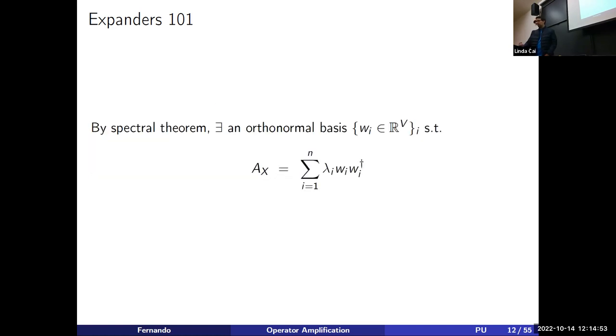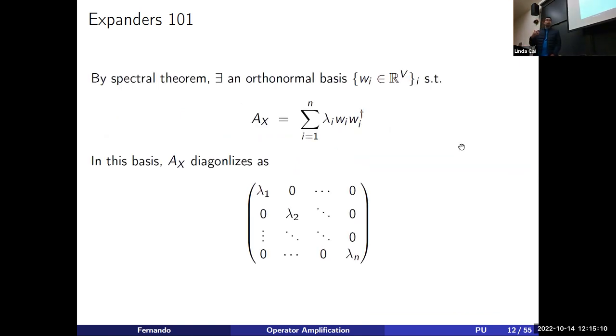And the spectral theory gives us more. We have this real symmetric matrix, and we know that we have an orthonormal basis of eigenvectors. So in particular, this is our orthonormal basis, and you can write the adjacency matrix in this form. If you write it in this orthonormal basis, the matrix becomes diagonal. And that's very easy to understand what happens to powers of this matrix.